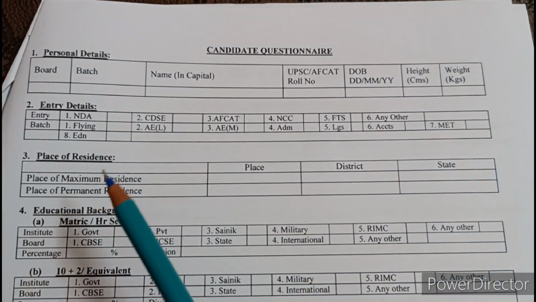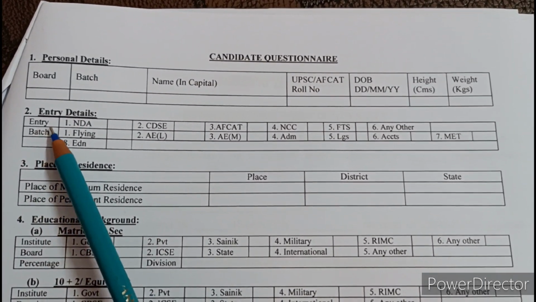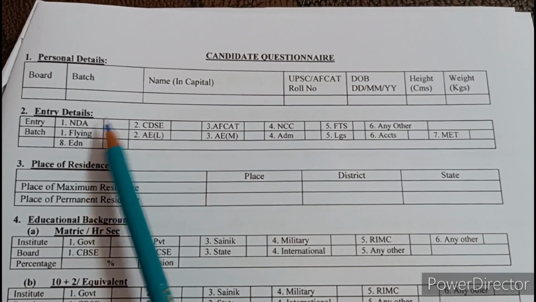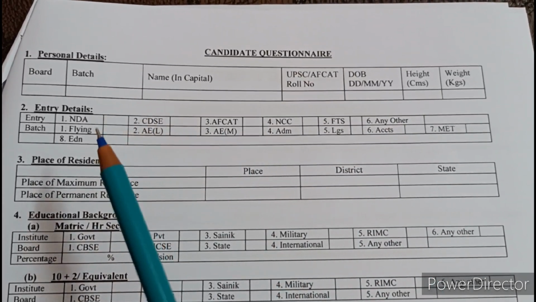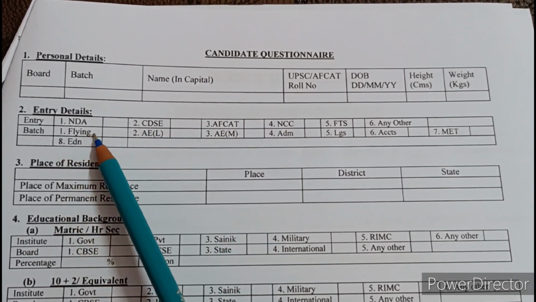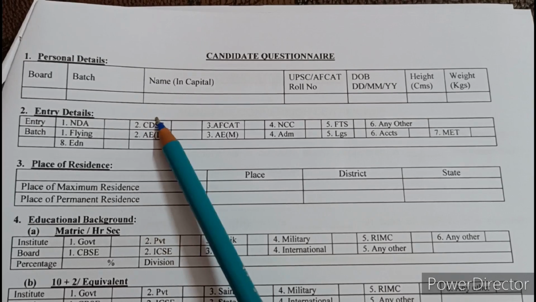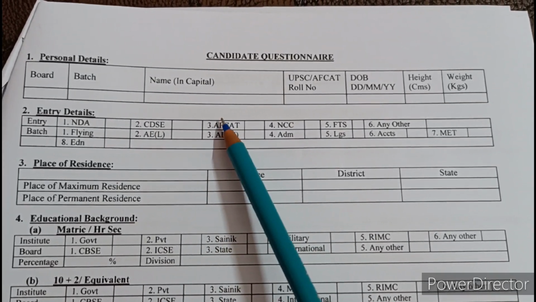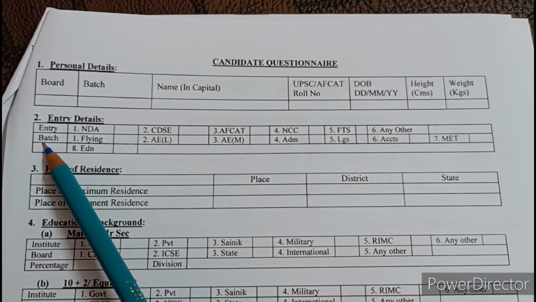Now moving to the second section, entry details. The first option is entry: NDA, CDS, AFCAT, NCC, AFTS, or any other entry. Write accordingly. If you are from NDA entry, tick that. If you are from CDS entry, tick this. From AFCAT, then tick this. Similarly for all.